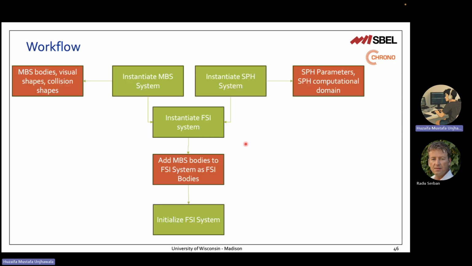Before we even go through the demo, I just want to add this slide, which is like a summary of what I spoke about. This is the entire workflow of setting up a fluid structure interaction problem in Chrono. And this is all you need to remember. Instantiate the multi-body system. In parallel, you need to instantiate the SPH system because you have two systems now. One is the multi-body dynamics and one is the smoothed particle hydrodynamics, which does the fluid simulation. Each of these has its own parameters, which is why this goes out to the right.